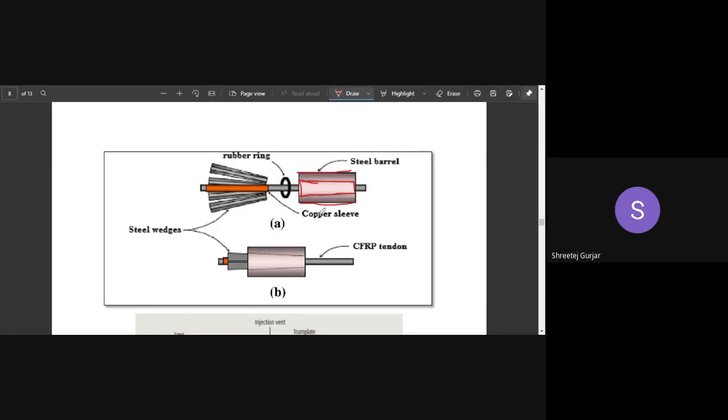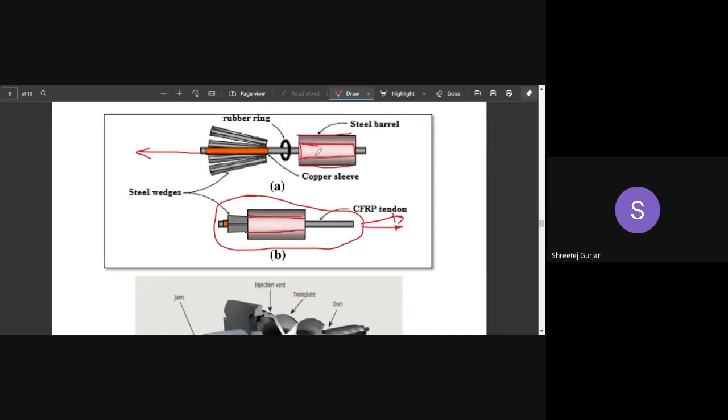Okay, so this is your steel barrel or your cylinder, and this is how your steel wedges open up when you want to pass, and when you pull it in this direction, it will just close, it will just lock up in your cylinder, right? It will not allow your steel tendon to pass in this direction. It will allow your steel tendon to pass in this direction while tensioning, but it will not allow it to pass in the opposite direction. It will hold it in place, it will anchor your steel tendon. Okay, so this is one more image wherein you can have an idea of how your wedge action takes place.